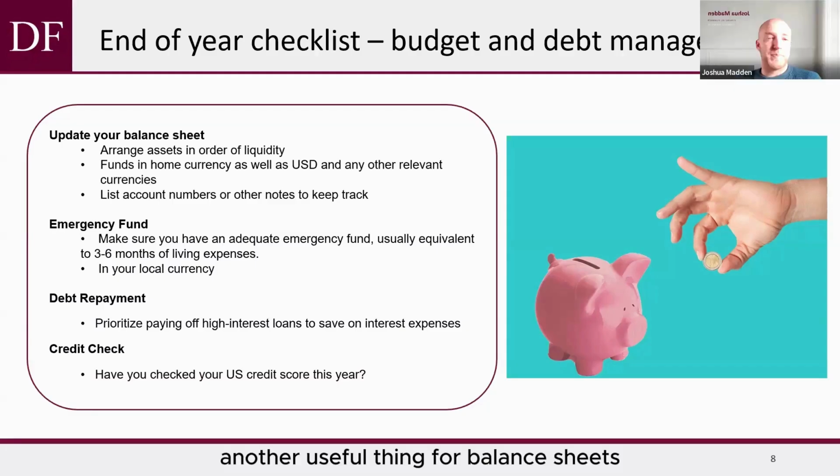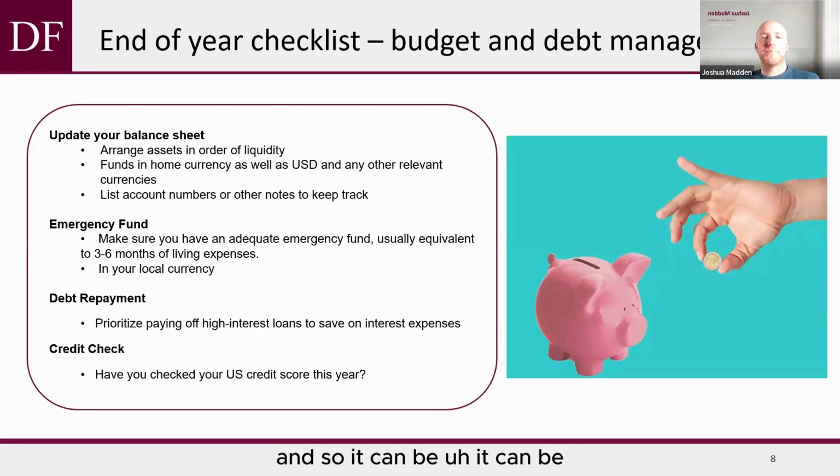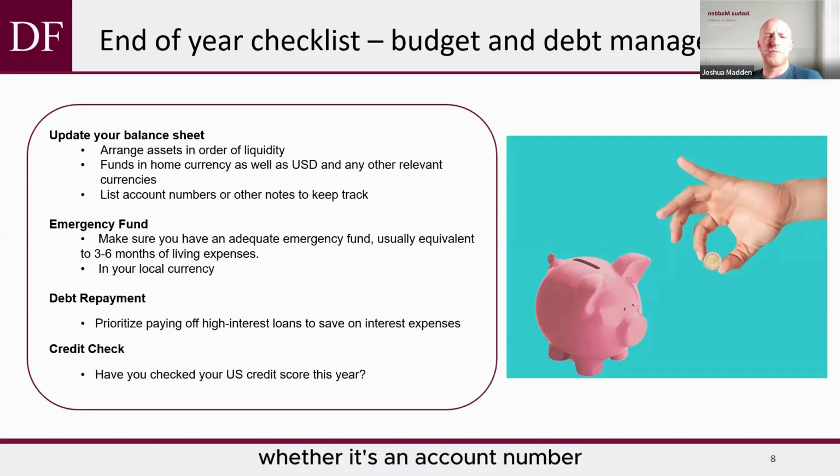Another useful thing for balance sheets, it's pretty common practice to list account numbers on these. And I just say that because some of us will have more than one investment account for more than one purpose. And so it can be a little too easy sometimes to lose track of what's doing what and what's for what purpose. So keeping those kinds of notes in short form, whether it's an account number or the purpose of the funds, is just another good way to stay organized and not have it be too all over the place.